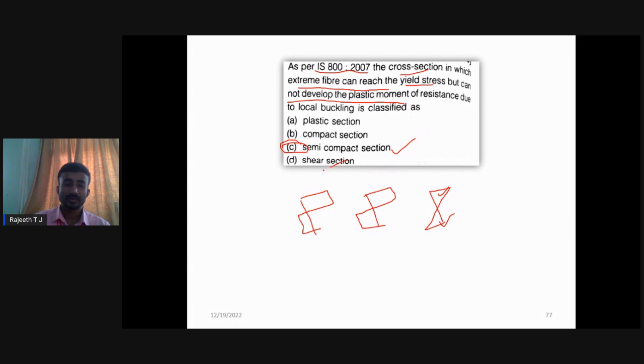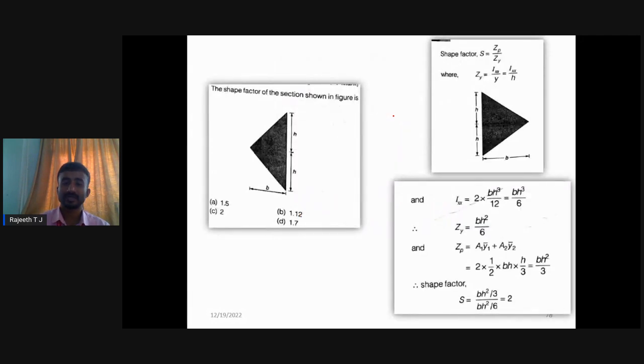Okay, so we don't have any slender section option like that. So we only have three sections here. So this answer is semi-compact section, since only the extreme fiber reaches Fy. Then the shape factor is nothing but the ratio of plastic section modulus to elastic section modulus. So here they have given a triangular shape like this. For this, we need to calculate the shape factor.